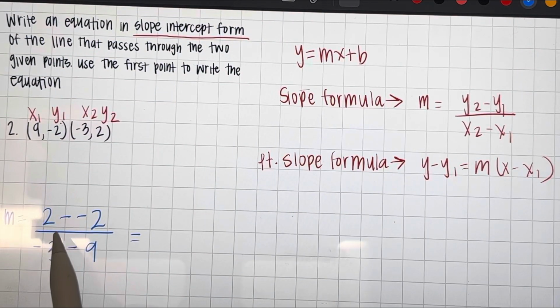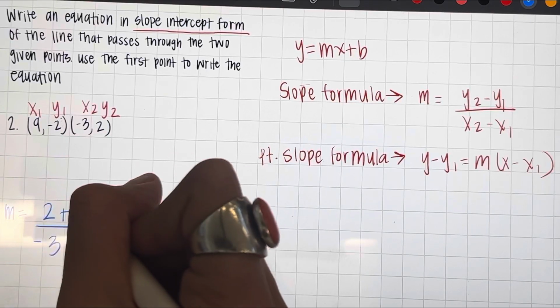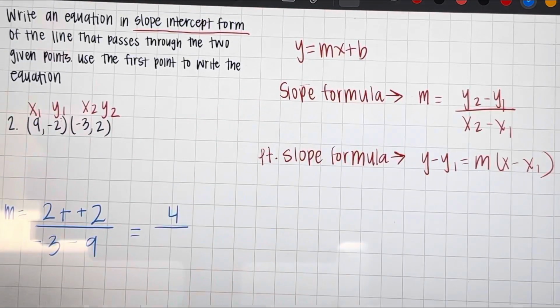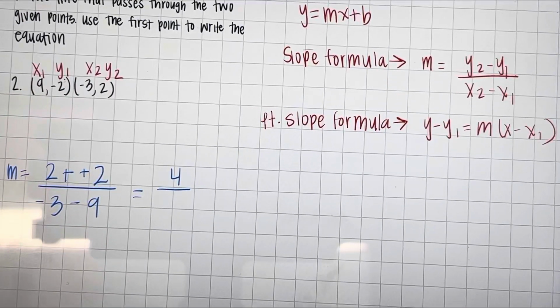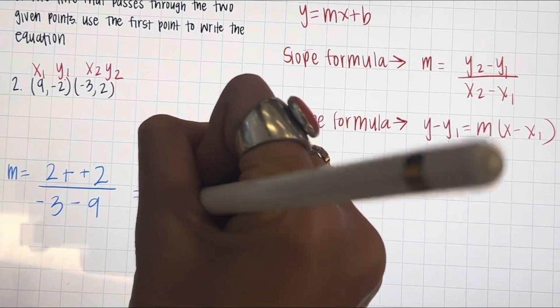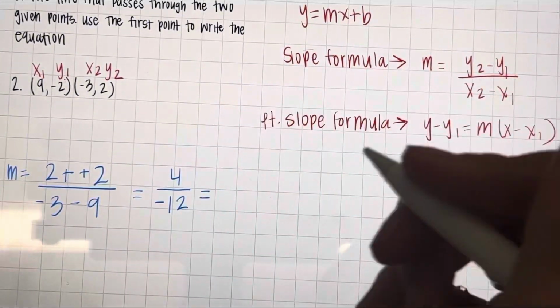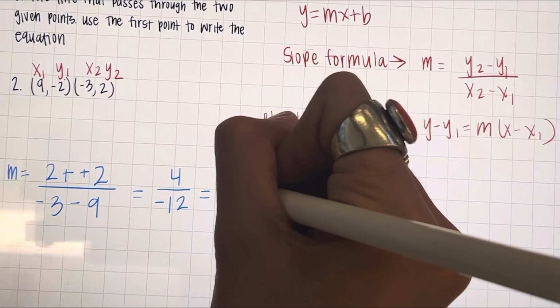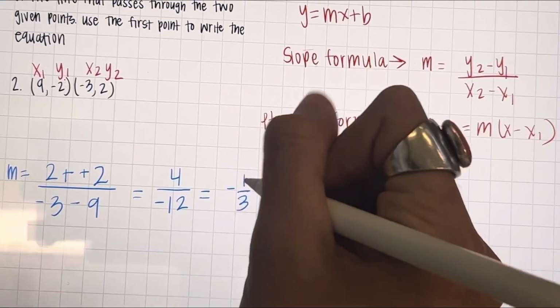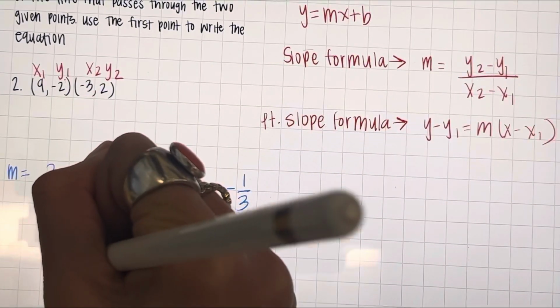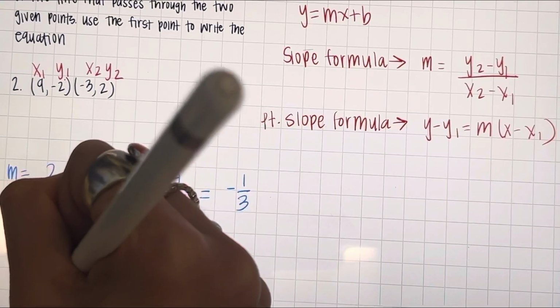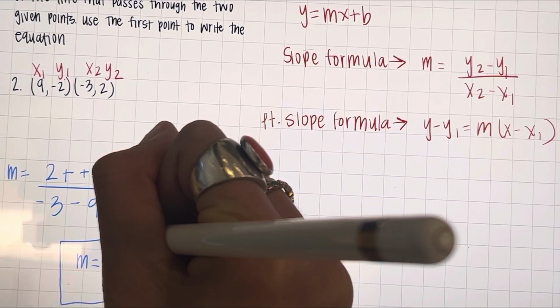If we solve this, 2 minus negative 2, we know that a negative and a negative becomes a positive. So that really becomes 2 plus 2, which is just a positive 4, over a negative 3 minus 9, which is going to give us a negative 12. If we reduce this, we can divide both by 4, and we'll be left with a negative 1/3. Again, do not forget your signs. So we know that our slope is a negative 1/3. We'll box that in so we can use it later.